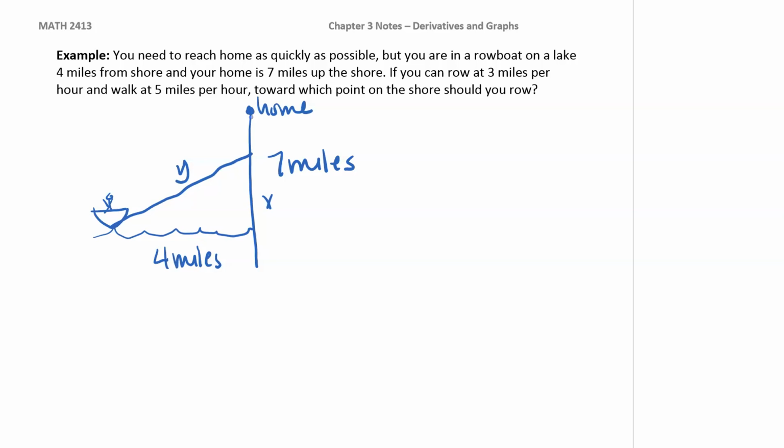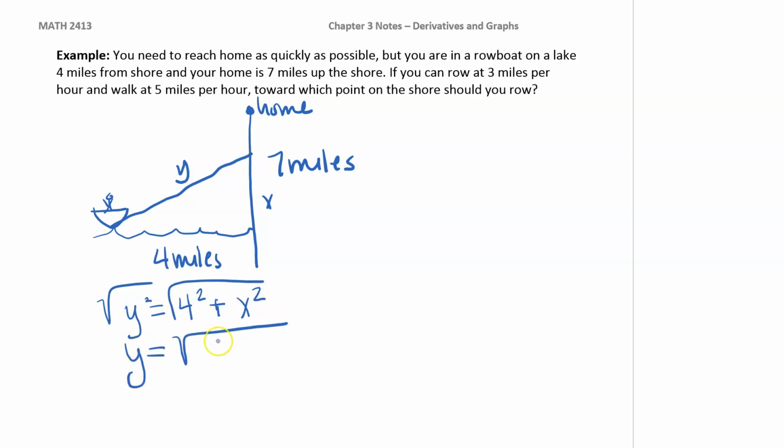So we are going to use the Pythagorean theorem to find the distance to the point P that we want to get to. And so I'm going to say y squared is equal to 4 squared plus x squared, because we don't know how far up the shore we want to go. Solving that for y, I get y equal to the square root of 16 plus x squared. And so there's one equation that we can use to work this problem.